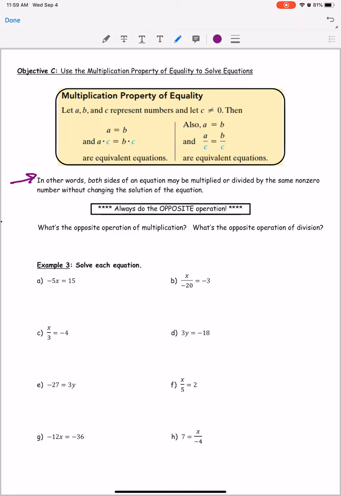So it says right here, in other words, both sides of the equation may be multiplied or divided by the same non-zero number without changing the solution of the equation. We are still doing the opposite operation. So the opposite operation of multiplication is division, and the opposite operation of division is multiplication.